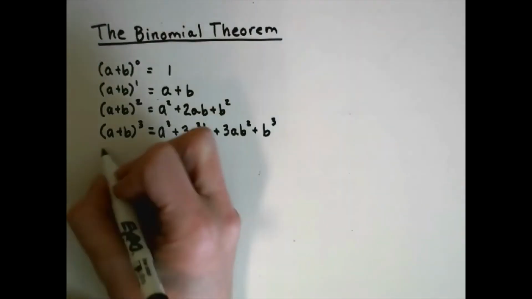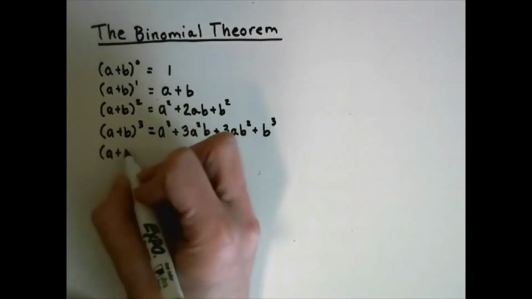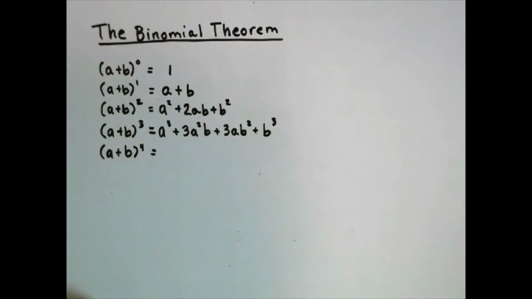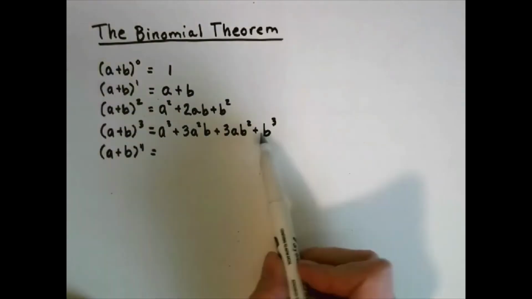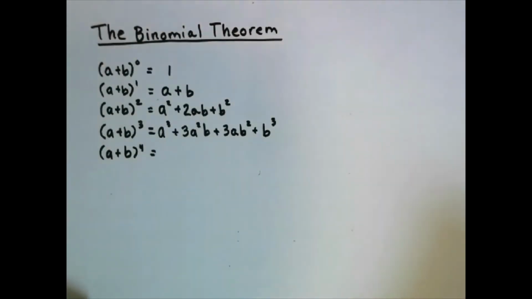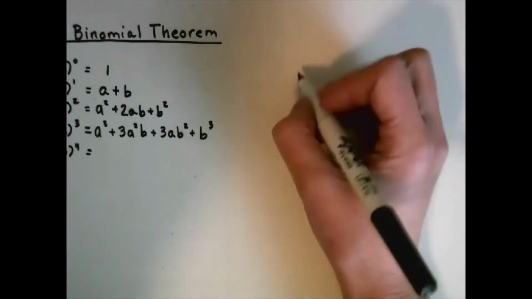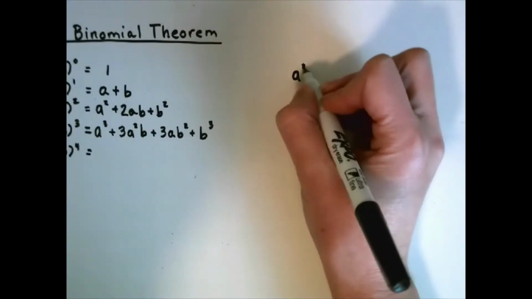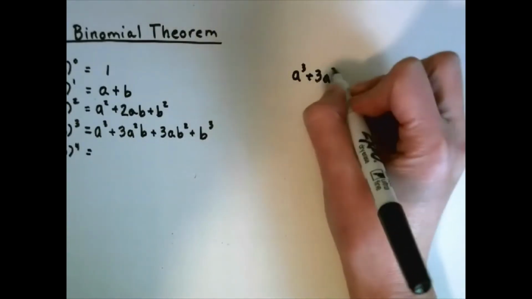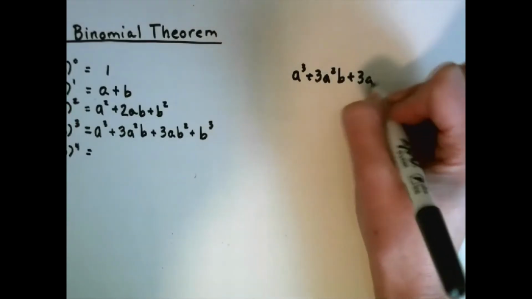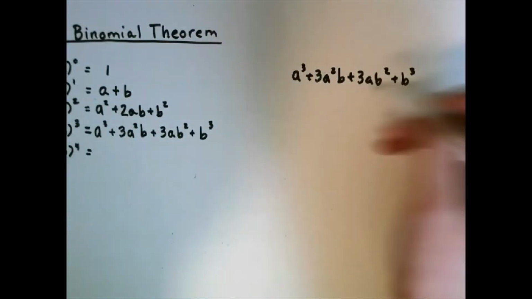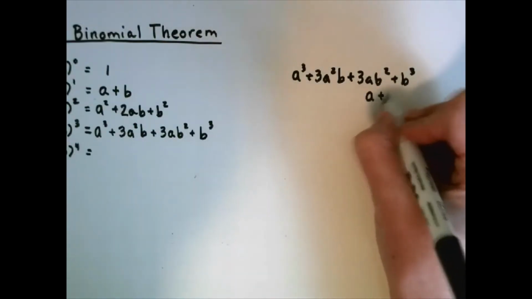Next up, we're going to do one more of these the long way, but hopefully you're already starting to see some patterns. We're going to do a plus b to the 4th, which means I'm going to multiply the last thing I did by another a plus b. So I'm going to do that over here. I'm going to take a cubed plus 3a squared b plus 3ab squared plus b cubed, and multiply that, underneath, times a plus b.